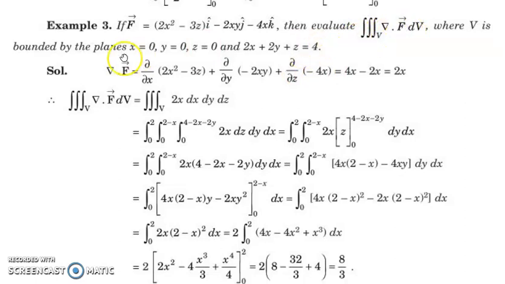So for the integrand, taking del dot f, you will get: differentiate the first term with respect to x. So 4x comes. So 4x minus 2x, minus, okay, so the third term you have to differentiate with respect to z. Derivative is 0. So the integrand is 4x minus 2x, so you will get 2x. So the integral we need to find is the triple integral over v of 2x dx dy dz.